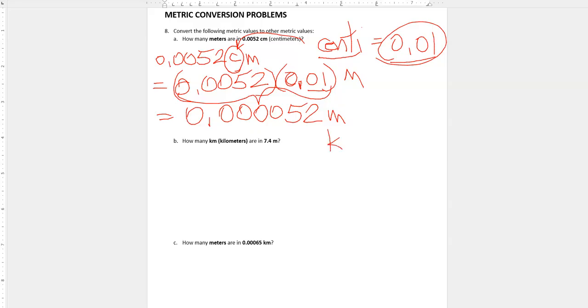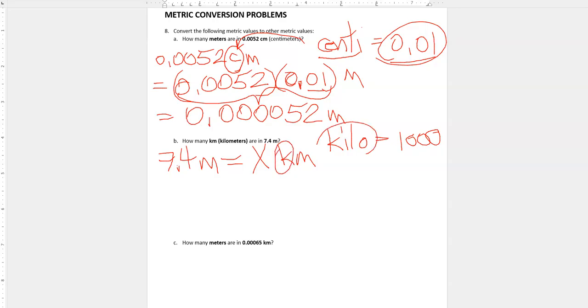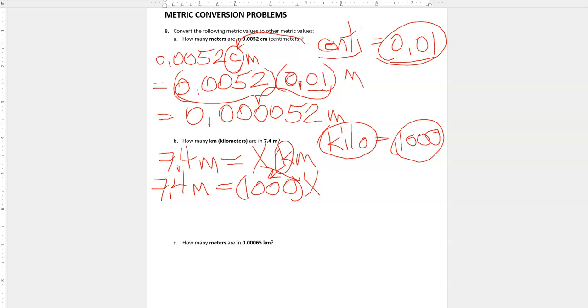Well, the prefix kilo literally means 1,000. So if we have a certain number of kilometers, we want to know how much 7.4 meters is. We can say 7.4 meters equals X number of kilometers. We don't know how many kilometers. We'll just say it's X for now. But we can replace the letter K, which is the same as kilo, with the number 1,000. So now we have a new equation, 7.4 meters equals 1,000 times X, or I could have written X times 1,000. That would have been more direct from what I've written. I switched position, but it doesn't matter. You're multiplying times meter.